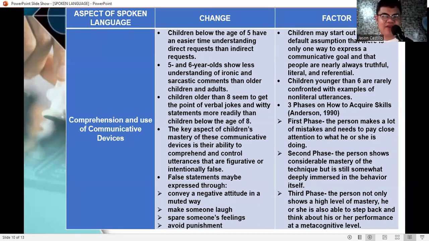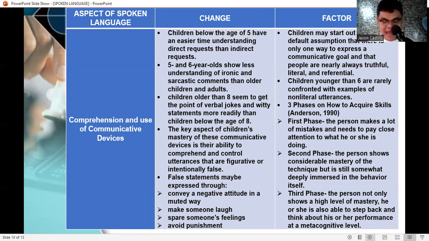Okay. Next, 5 and 6 year olds show less understanding of ironic and sarcastic comments than older children and adults, because we all know that children ages 5 to 6 don't know sarcasm yet. Okay. Children older than 8 seem to get the point of verbal jokes and witty statements more readily than children below the age of 8. So when you crack jokes, it is suggested by this theory that you crack them on children 8 years old and above.